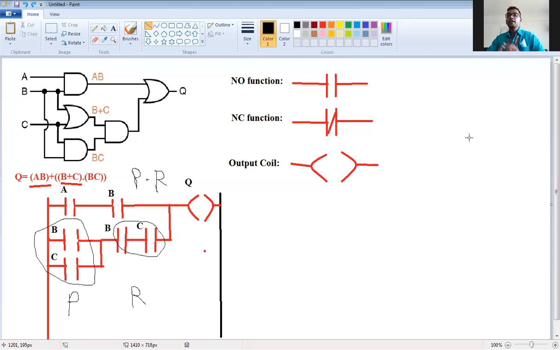So again we'll repeat. A and B, normally open coils, will be in series. B plus C, so it is ORing, so both will be parallel. Again BC is there, so it is in series. But B plus C and BC are ANDed, so those two terms will be in series, and it is in parallel with AB. So that's why this line is making a parallel. So AB, this A dot B, and this whole term are in parallel.